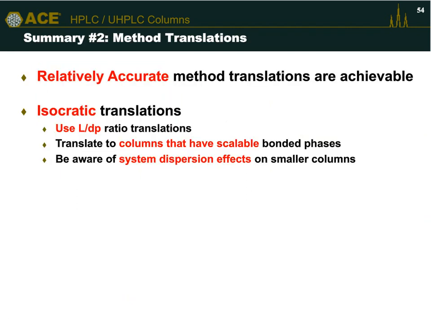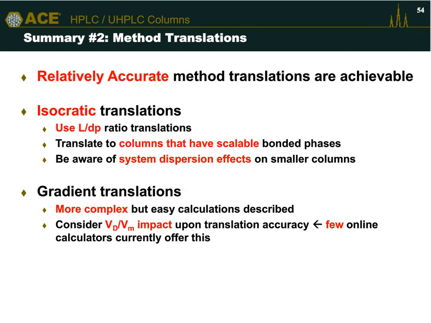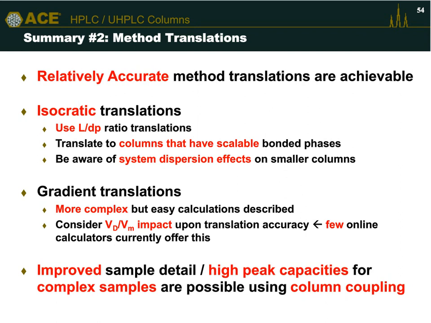So just to bring that together for translations, it is possible to do accurate translations. For isocratic translations, consider length over particle size ratio. It is the key for isocratic translations, but be aware of dispersion effects on small columns. For gradient translations, it is more complex, but armed with the right equations, it is possible to get pretty accurate translations. And consider the dwell volume to column volume ratio impact. This will help you get a more accurate translation. And with those natural product samples, you really can get high peak capacities by daisy chaining columns together to get much higher resolution.